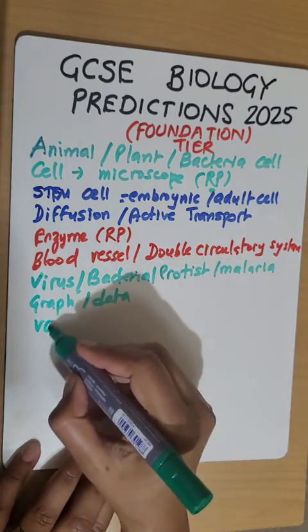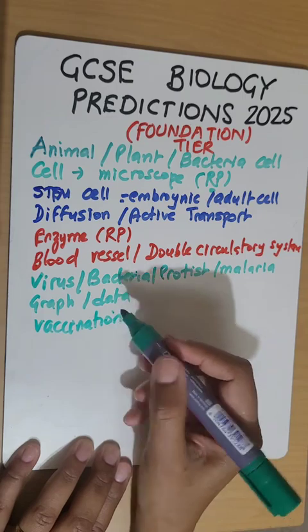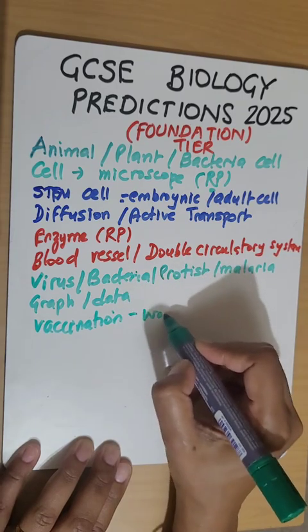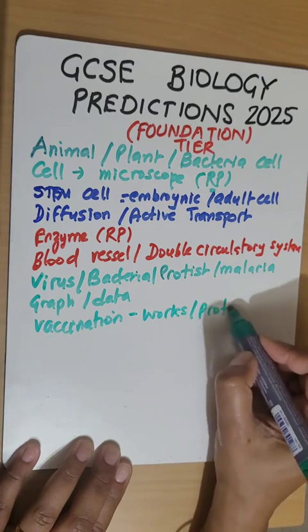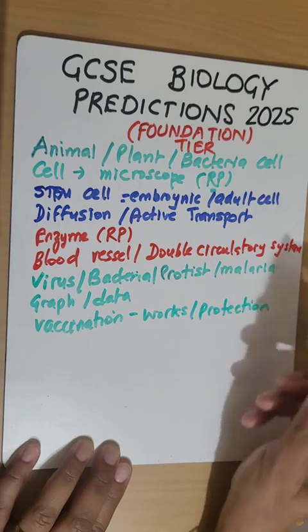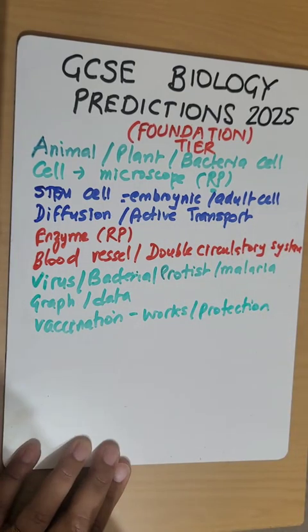Another one is vaccination, linked to the same topic. In terms of vaccination, they can ask you how does it work. How does vaccination provide you protection in addition to your white blood cell and the immune system? So be prepared to answer that as well.